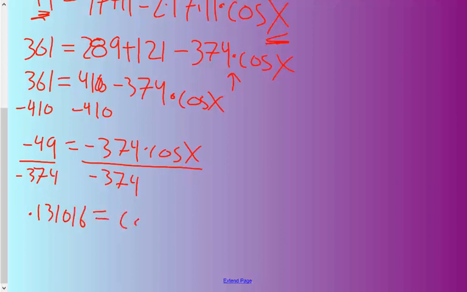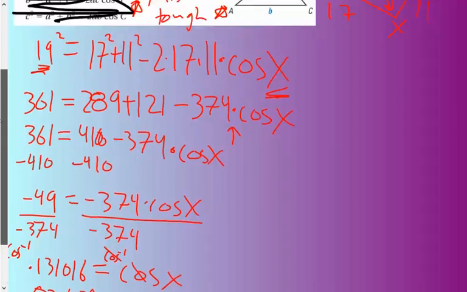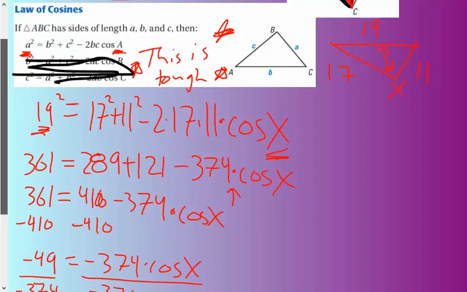That equals cosine of x. And then, just like what we did with trigonometry, apply the inverse cosine on both sides. And that gets rid of that. I like to leave that 0.131016 right in my calculator, the inverse cosine of that number there, and we get 82.47 degrees. And that is your x.